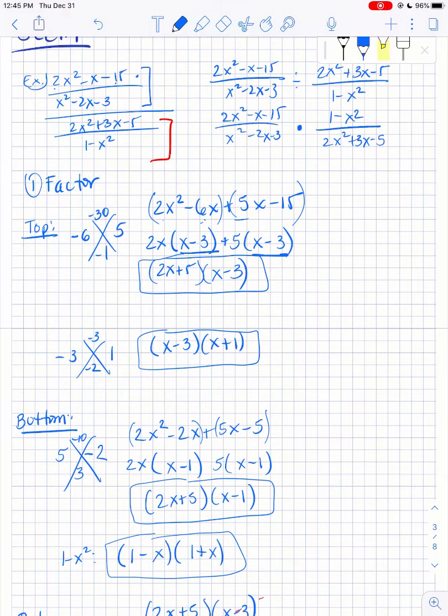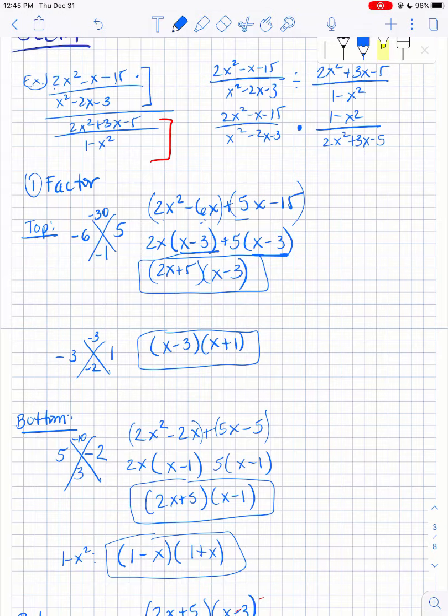Now I'm going to do the bottom of the top. So that's just x squared minus 2x minus 3. I take my minus 3 and my 1. Negative 3 times 1 is negative 3, and negative 3 plus 1 is negative 2. So I have x minus 3 and x plus 1. So that's my top term.